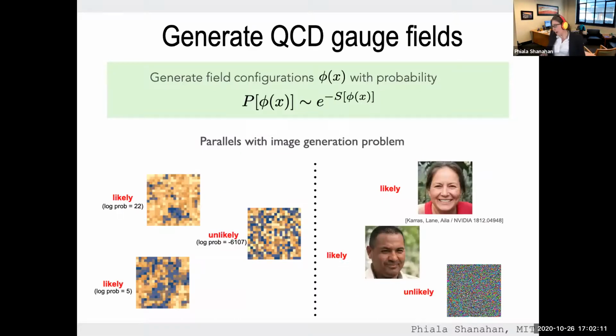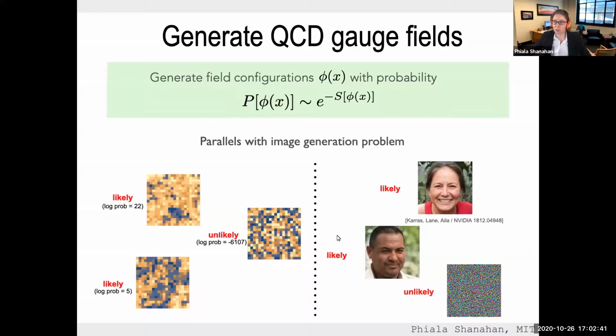This looks a lot like problems that we've seen the machine learning community tackle in the last few years. It has very many parallels with the image generation problem. So these are not photos of people. These are machine generated images. You can go to thispersondoesnotexist.com, and every time you refresh, it will give you a new machine generated image that looks like someone's face. And so people have managed to train machine learning algorithms that will give them pictures like this and not this, which is a lot like our problem.